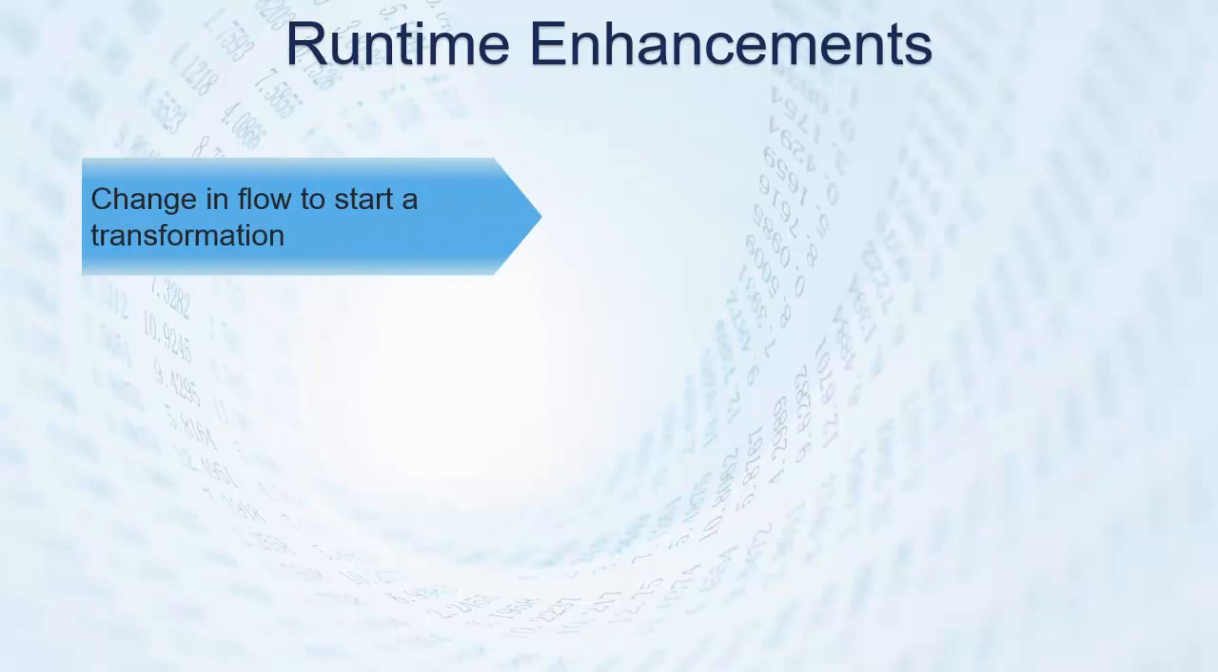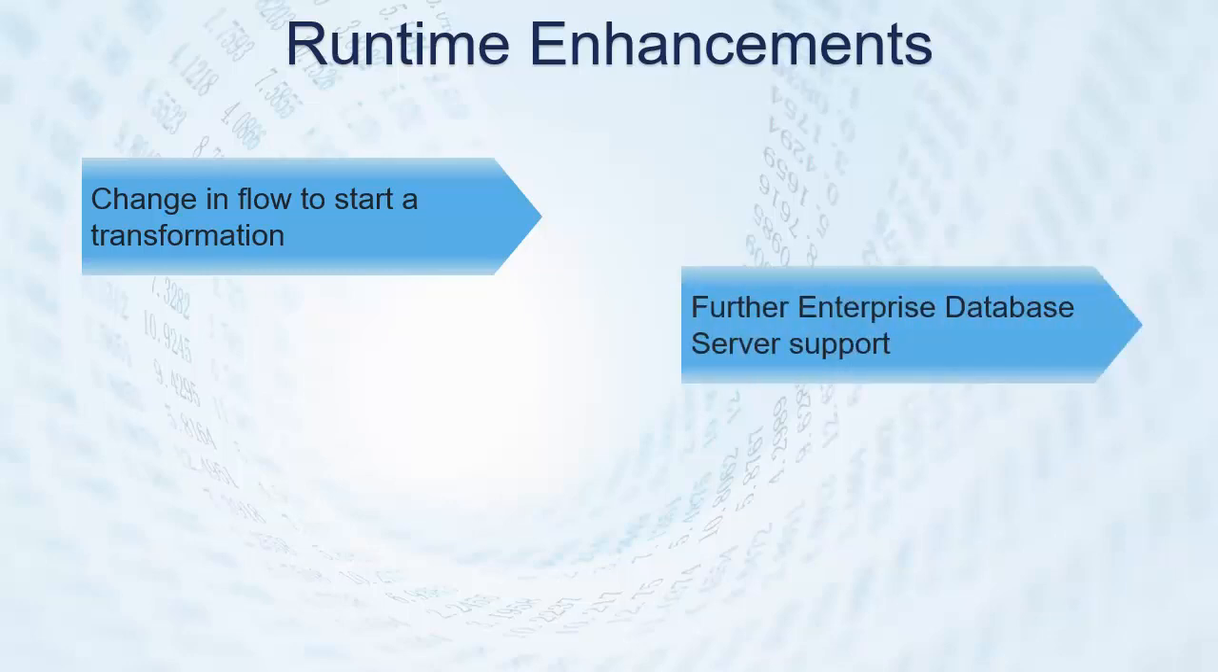The important enhancements in the runtime are: change in the flow to start a transformation. You can fill in the details in a step-by-step manner to start a transformation. Further support for enterprise database server transformation source kinds, with the ability to lock data sets during bulk data transformation, support for timestamp and external large object data kinds during bulk data transformation, support for largest possible record size, and now the option to start changed data transformation from a date and time in the audit file.